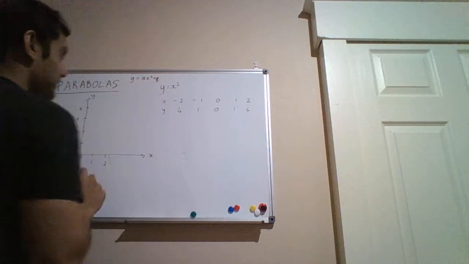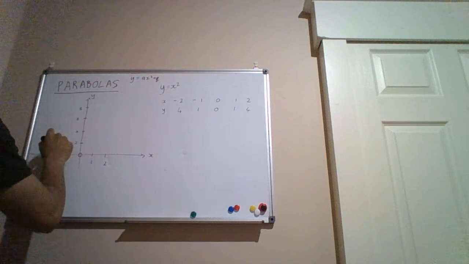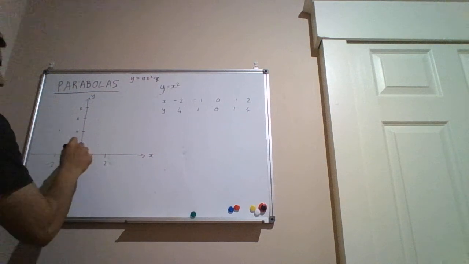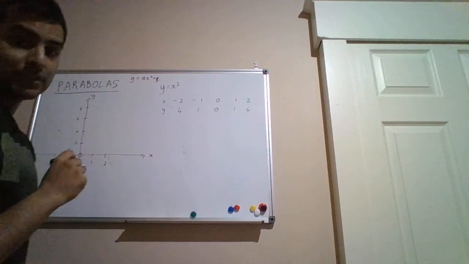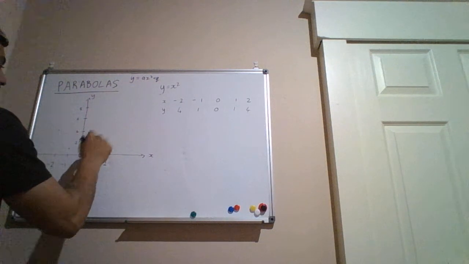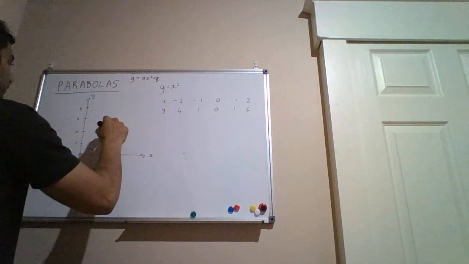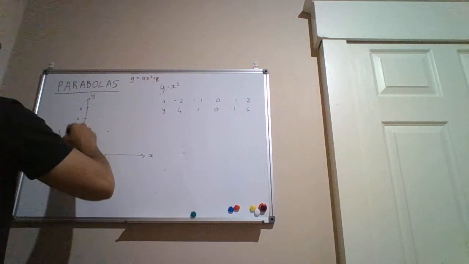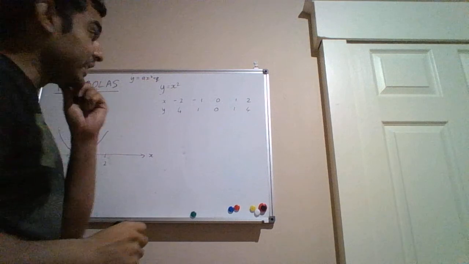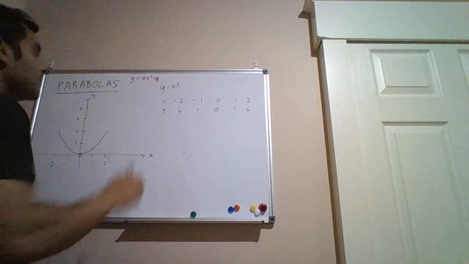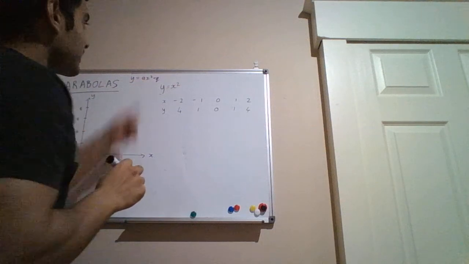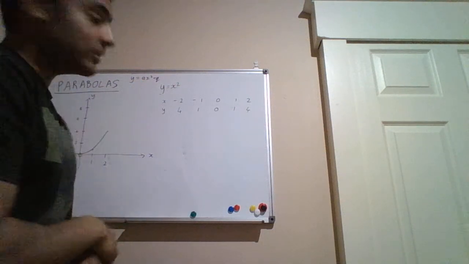So now when we plot the points, minus 2 and 4, 1 and 1. So 1 is going to be halfway between 0 and 2. Then you get 1 and 1, 2 and 4. So this is the equation of our general parabola. Now, when we're playing around with the parameter a, we're going to keep q as 0.